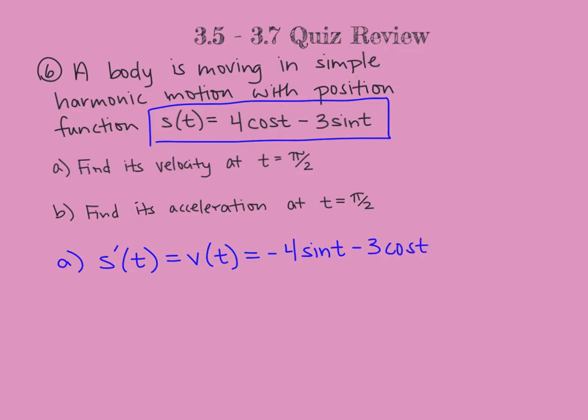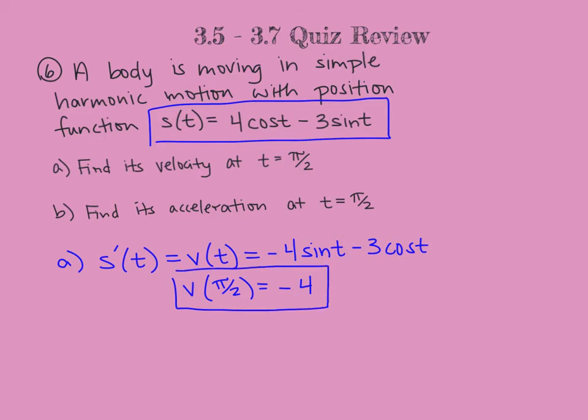So we have the velocity function, and now we need to find the velocity at pi over 2. So I'm going to plug pi over 2 in, just kind of in my head here. The sine of pi over 2 is 1, and the cosine of pi over 2 is 0. So the sine of pi over 2 is 1, meaning the first term is negative 4, and our second term goes away since the cosine of pi over 2 is 0. So the velocity at pi over 2 is negative 4.